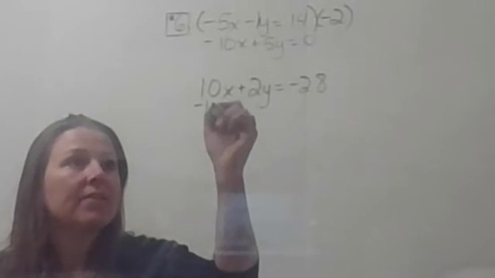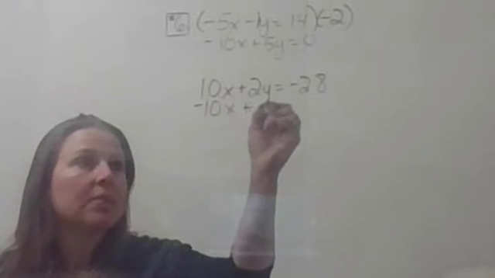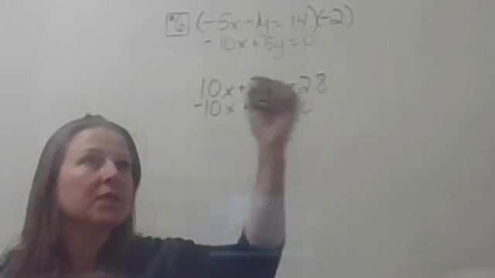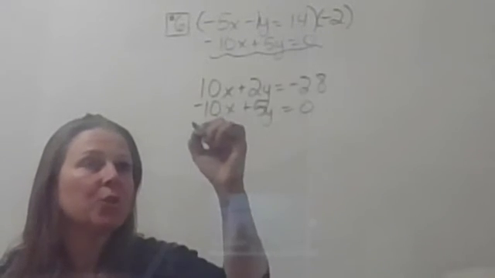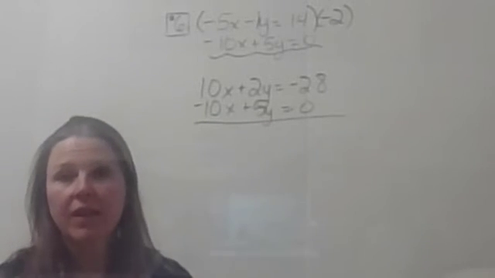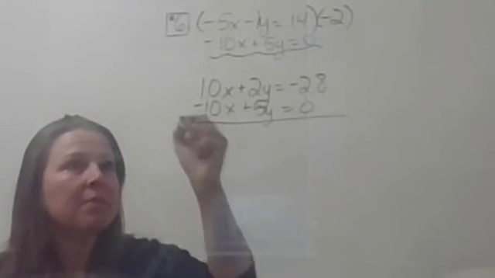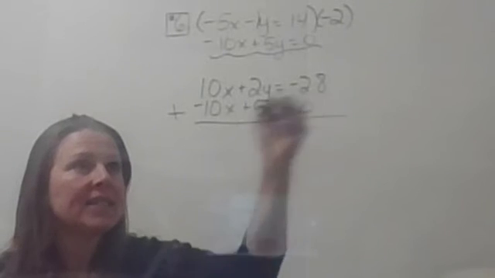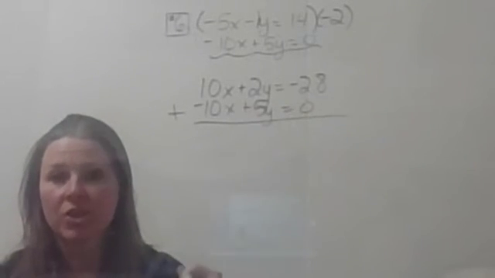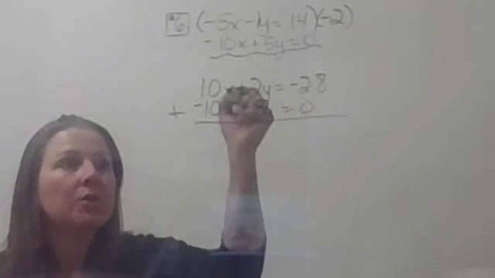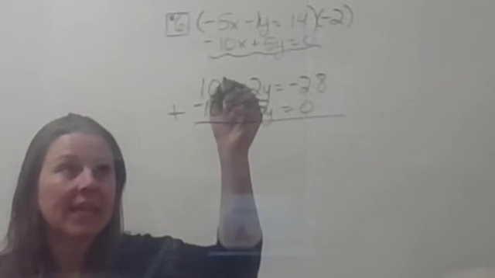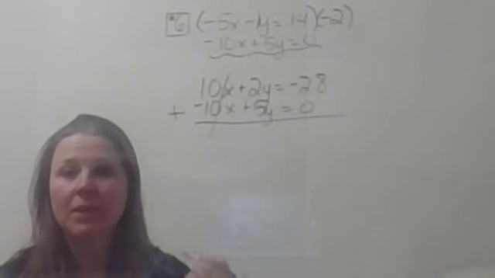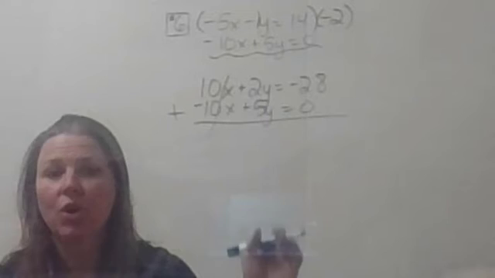Here we go. Negative 10x plus 5y equals 0. This equation is just rewritten right there. Now, go ahead and draw a line because we're going to add this top to the bottom. The like terms are going to go together. So 10x and negative 10x cancels. It eliminates. That's why we did this. When we combine them, they're gone.